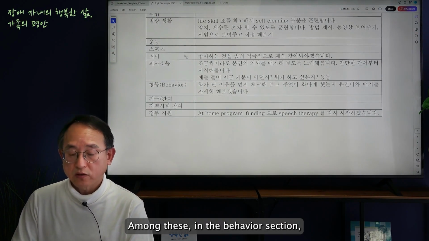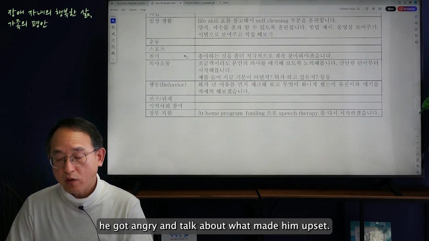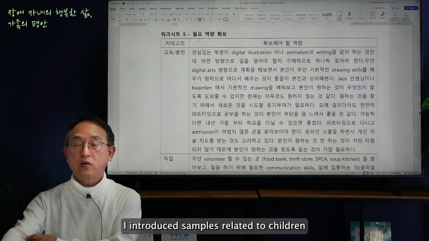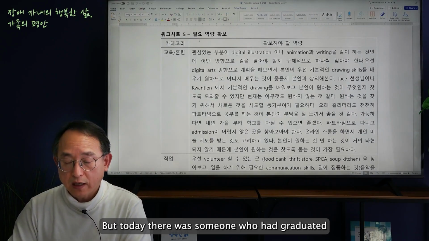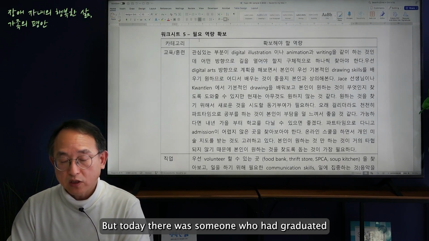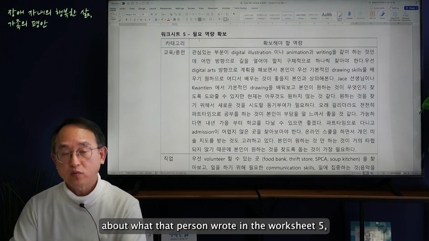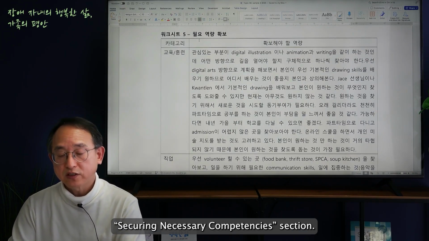Among these, in the behavior section, you wrote that you would first check the reason you got angry and talk about what made you upset. That's how it's written. In the previous sessions, I introduced samples related to children in the 2nd grade of elementary school, but today, there was someone who had graduated from high school at that time, and I'd like to explain a bit about what that person wrote in the Worksheet 5, Securing Necessary Competencies section.